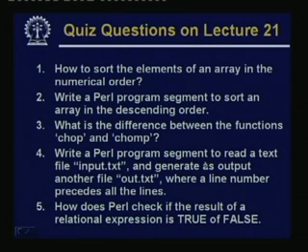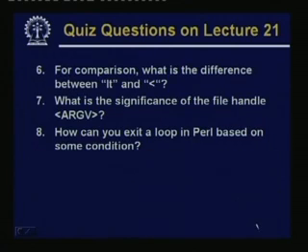Write a PERL program segment to read a text file input.txt and generate as output another file out.txt where a line number precedes all the lines. How does PERL check if the result of a relational expression is true or false? For comparison, what is the difference between LT and this less than symbol? What is the significance of the file handle ARGV within angular brackets? How can we exit a loop in PERL based on some condition?